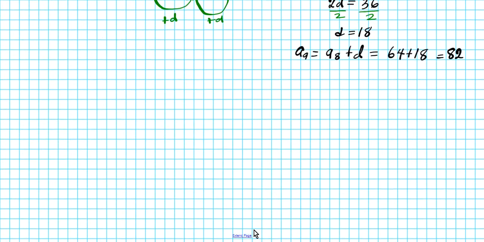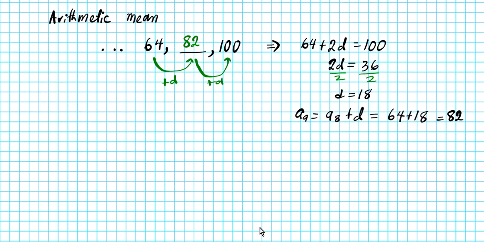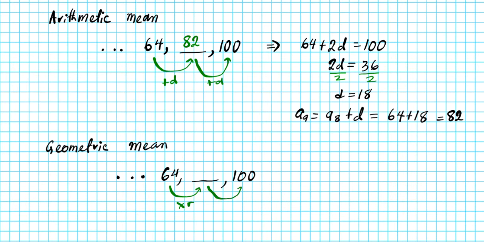Alright, now let's advance to the geometric mean scenario. Okay? So for the geometric mean, what do we have? We have a geometric sequence going dot dot dot. You have an 8th term of 64, a ninth term that's unknown and a 10th term that's 100, just like the arithmetic mean up there. In the scenario of a geometric mean, what you have is repeated multiplication by the common ratio r.